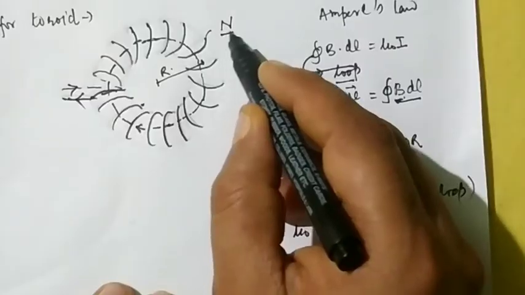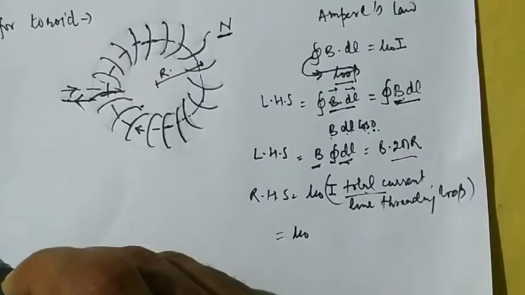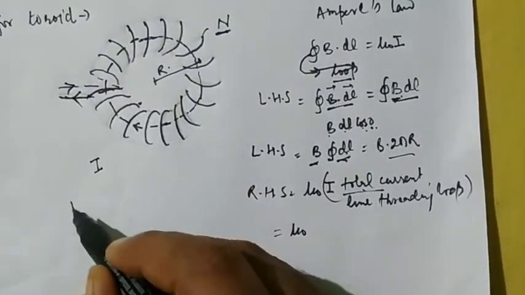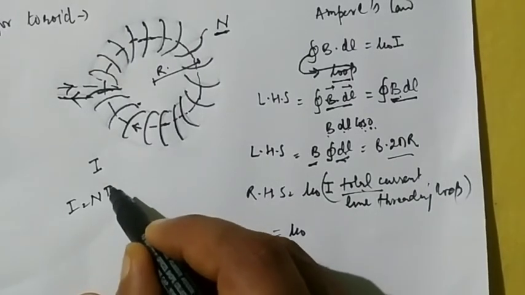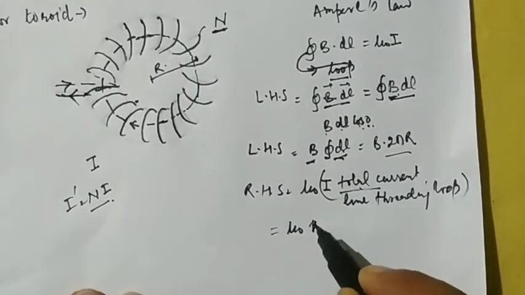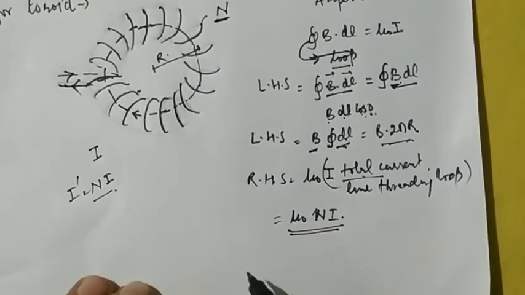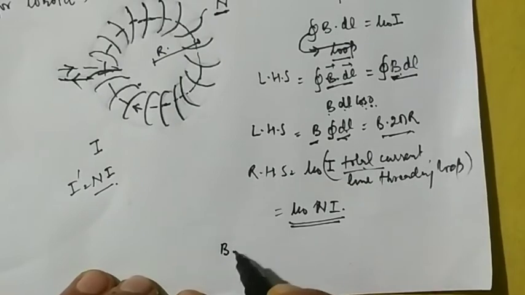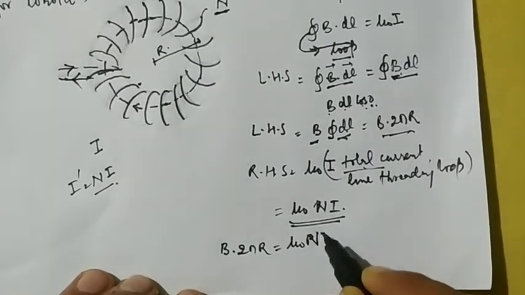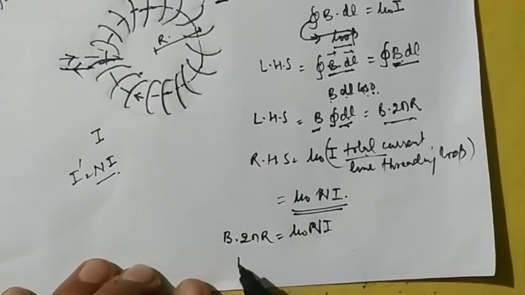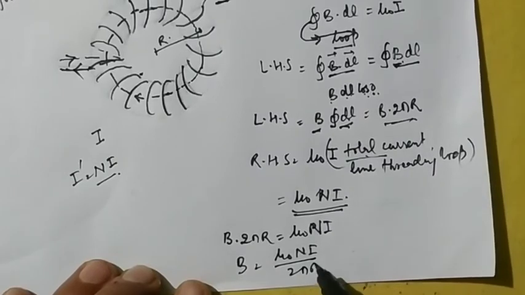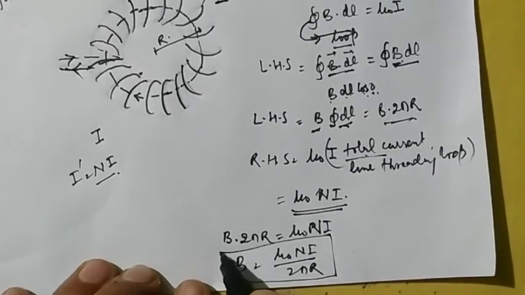Here the total number of turns is N, and each current line has a current I, then the total current will be equal to capital N into I. So after solving, B 2 pi capital R is equal to mu naught N I. So B is equal to mu naught N I divided by 2 pi R. This is your magnetic field.